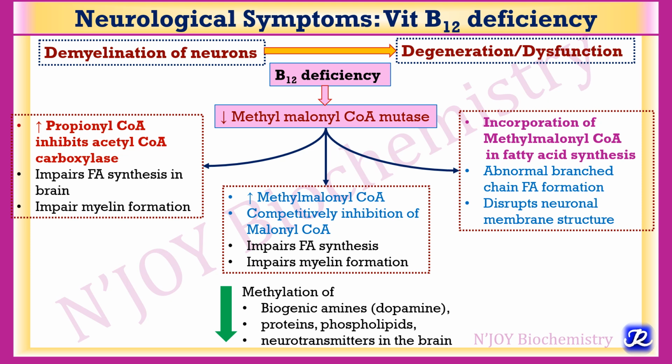In addition to that, vitamin B12 is also important in one other reaction, that is the formation of methionine from homocysteine, and in this reaction both folic acid and vitamin B12 are required, and further this is important for the transmethylation reaction. So indirectly we can say that vitamin B12 is involved in methylation, and if it is decreased, then there will be reduced methylation of biogenic amines, proteins, phospholipids, and there will be reduced neurotransmitters in the brain, and this is also one of the reasons for the neurological symptoms in vitamin B12 deficiency.